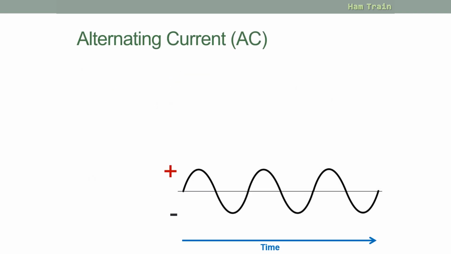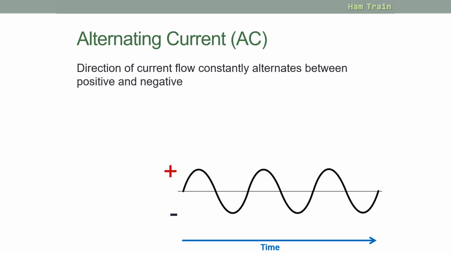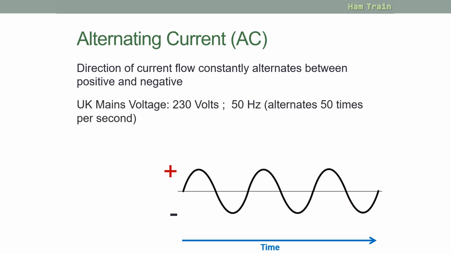We look now at alternating current, or AC. The direction of the current constantly changes between positive and negative. Positive, negative, positive, negative, over time. In the UK, the mains voltage is 230 volts, and it operates on a system of alternating current every 50 Hz. 50 times a second, it will alternate between plus and minus. Some of the basics there of the circuits, symbols and units.